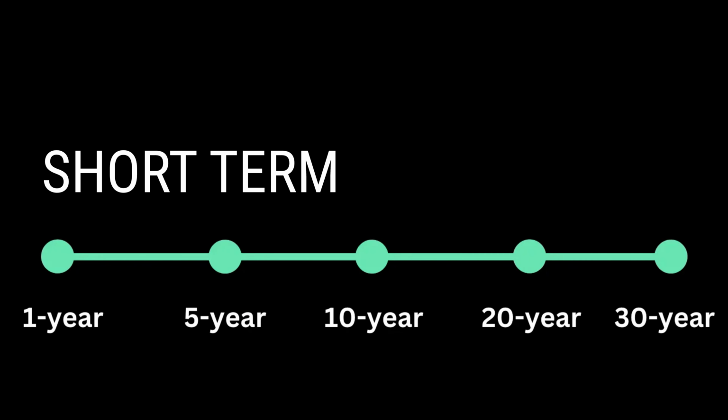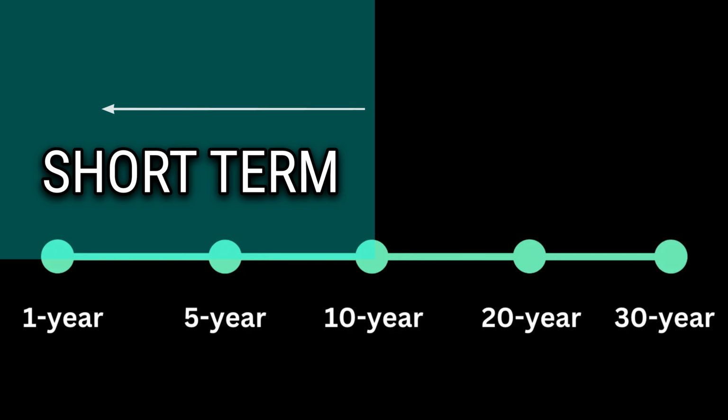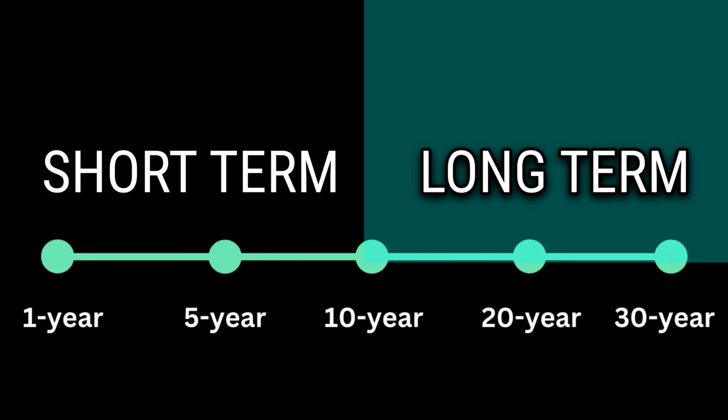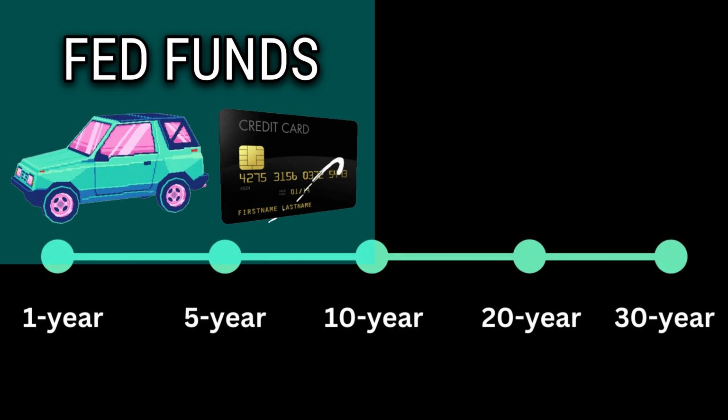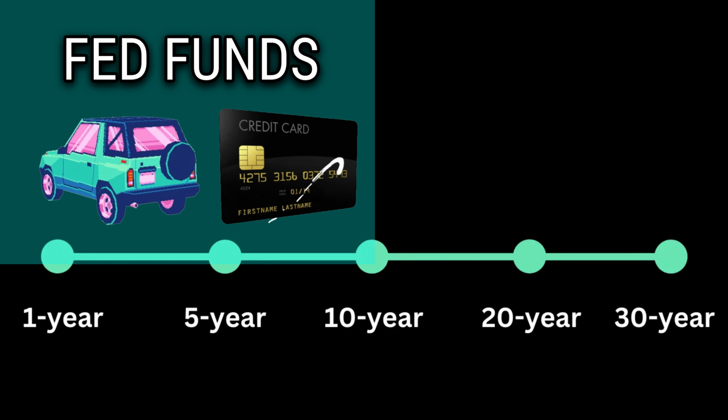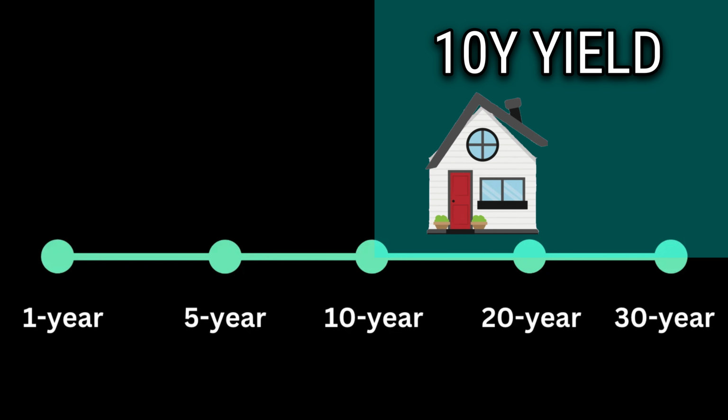Now, when we talk about short-term interest rates, we're talking about anything less than 10 years, where long-term interest rates are anything 10 years and beyond. Therefore, auto loans and credit cards are more impacted by the Fed funds rate, where mortgage loans are going to be more impacted by long-term rates.